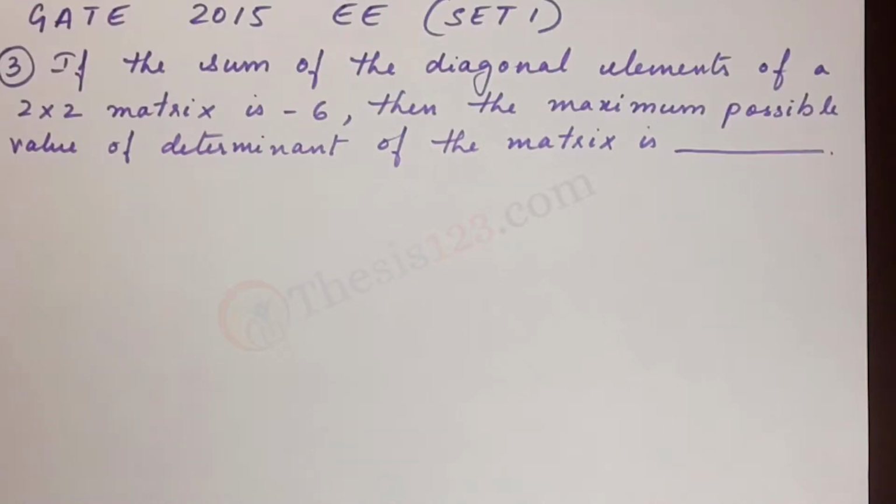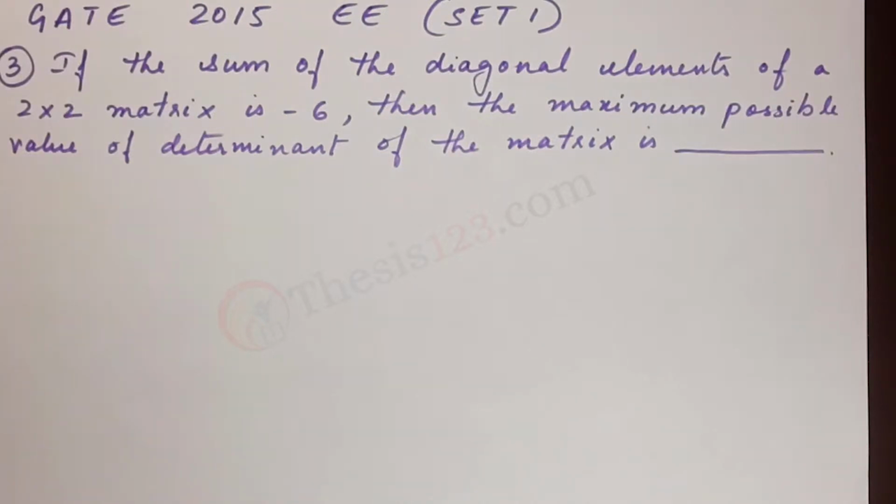Question number 3. If the sum of the diagonal elements of a 2 by 2 matrix is minus 6, then the maximum possible value of determinant of the matrix is dash. Okay, so this is not a multiple choice question. Let's work it out. So the question says that the matrix is a 2 by 2 matrix.